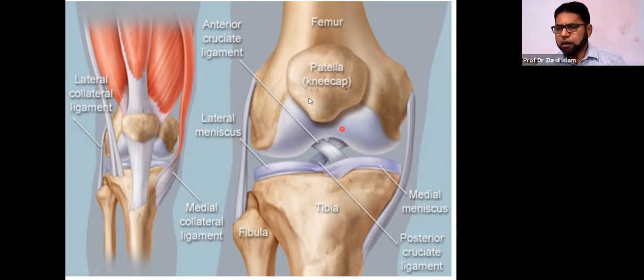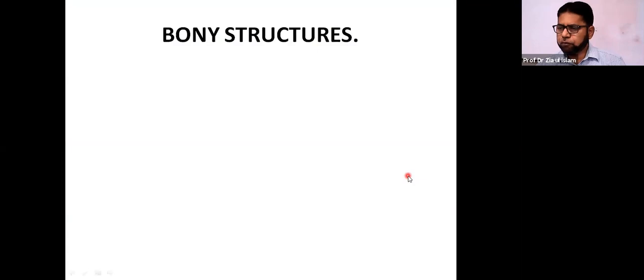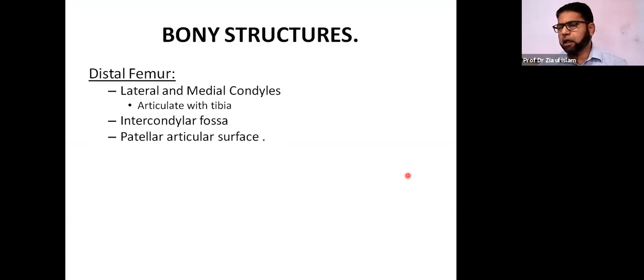And then again you can see the tendon of the ligamentum patellae attaches to the tuberosity of the tibia. This is the patella, medial condyle, lateral condyle, and then we have a group of ligaments. We move forward, and that is again the same thing.